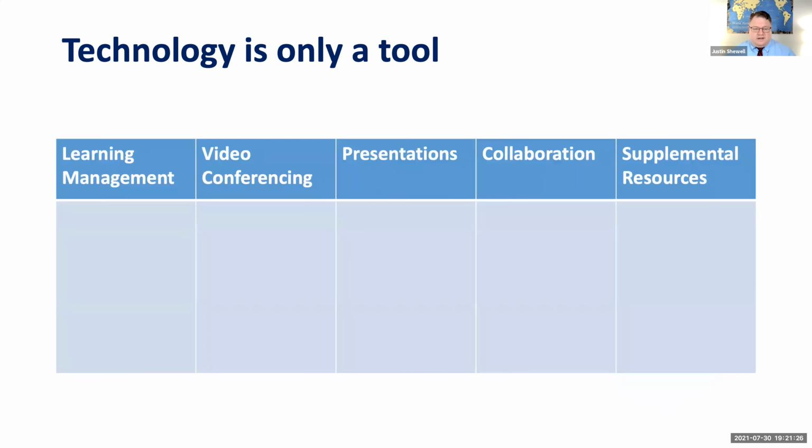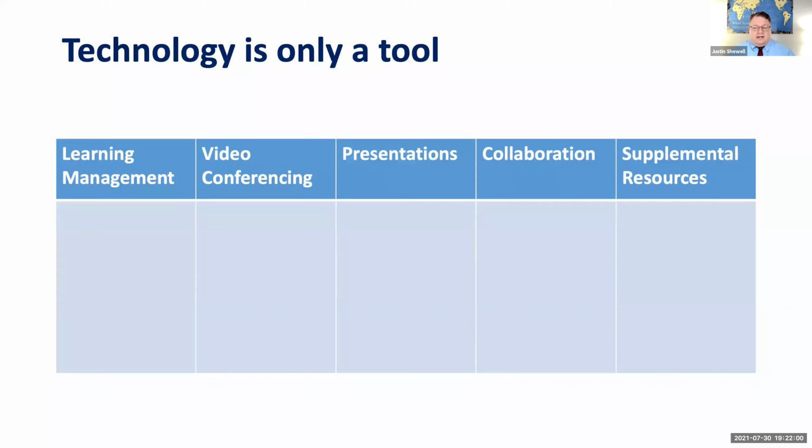So here is a list of some of the things that we have to do as teachers online. We have to do learning management, right? We have to be able to do grades and collect assignments and give students papers and different things like that, right? We have to do video conferencing. We often have students do presentations, teachers do presentations. We want students to collaborate. And then we also have other supplemental resources that students can get information and use to do things in our class.